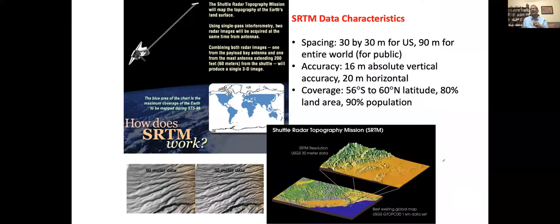As I said, the original data is 30 meter by 30 meter, but for the entire world, they have resampled it to 90 by 90 meter to reduce the storage and all of that. These are basically radar data sets collecting topographic data. So you can see all of this topographic differentiation of the Earth is quite possible using this kind of data set: mountains, valleys, glaciers, all of them can be mapped very nicely from here.